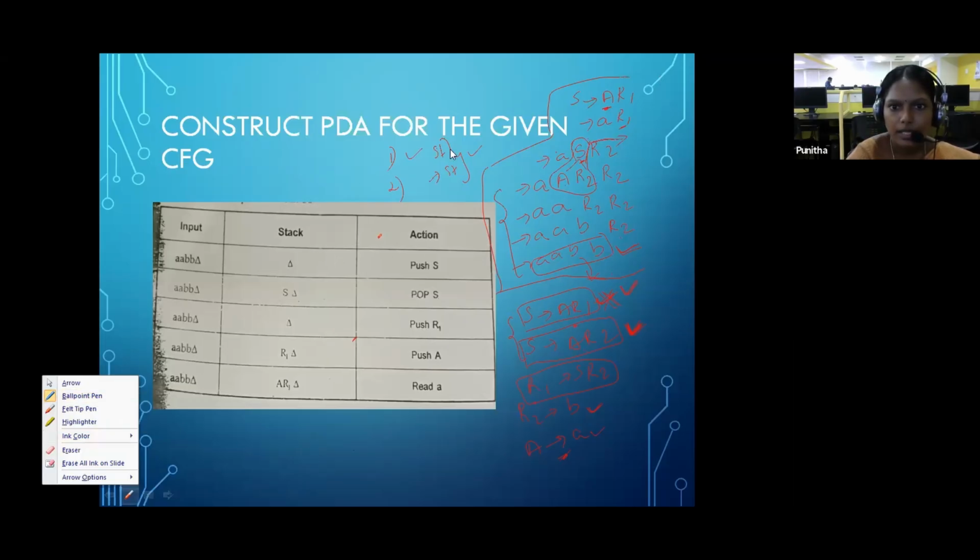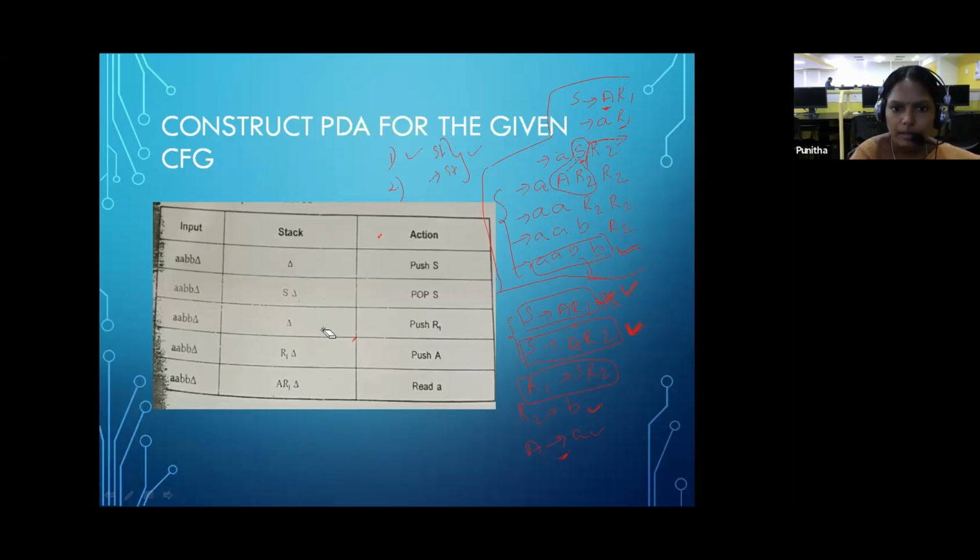Why have I derived all those strings? For representing the stack representation, for knowing the step by step productions involved for the stack. What is the first production involving the stack? First one is S tends to A R1. Next production involved is A tends to small a. Next production involved is the R1 production, that is R1 tends to S R2.